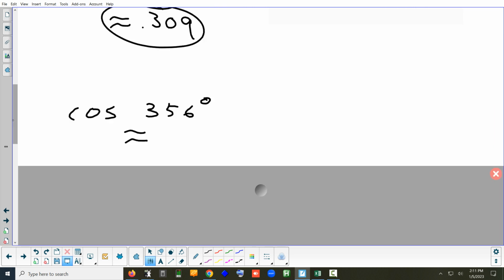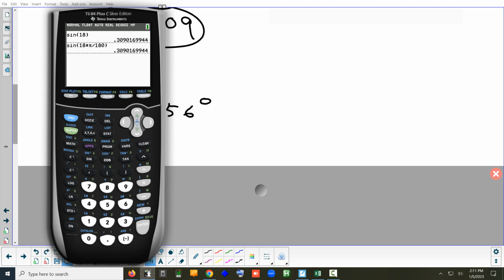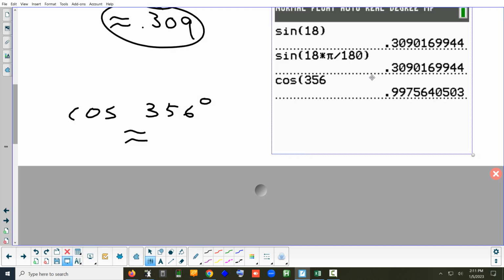How about this one? Tyler, what does that one say? Cosine of 36. Can you be more specific? Degrees, right? There's a difference between cosine of 356 degrees and cosine of 356 radians. So I switched to radians, so I need to go back to degrees. And we just type it in. So cosine 356. When you try it, you should be getting 0.998 if you're rounding.